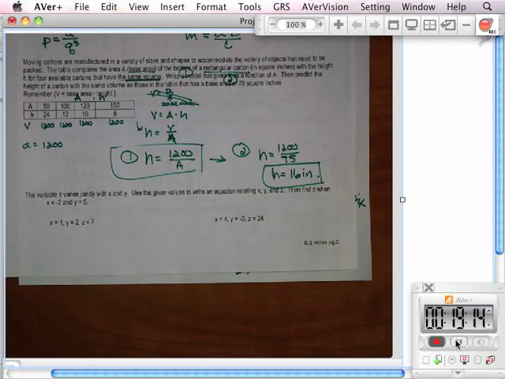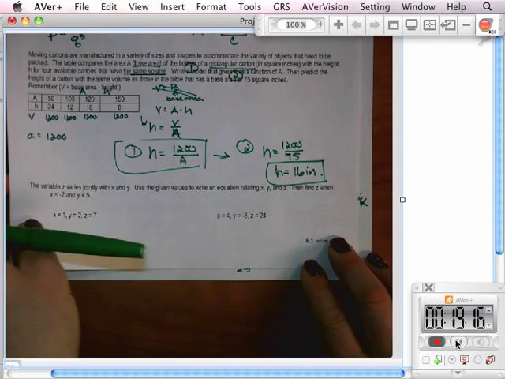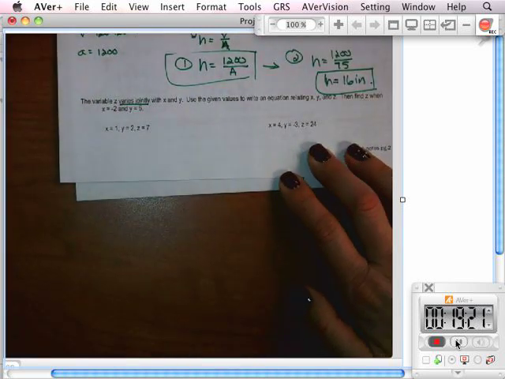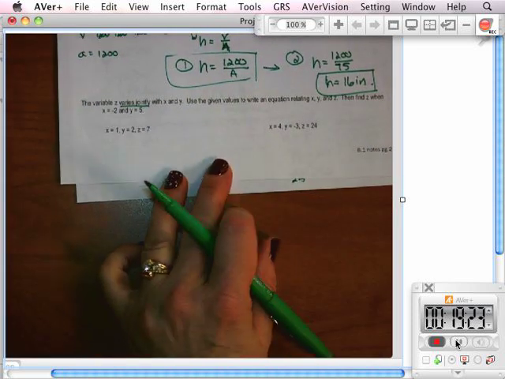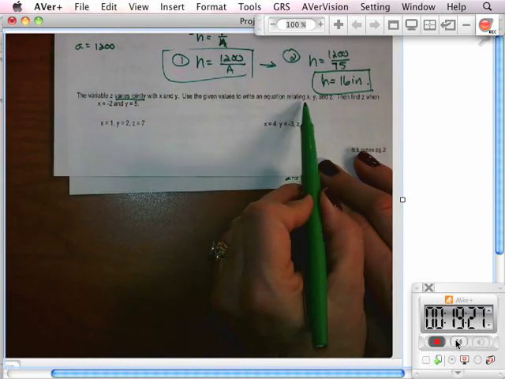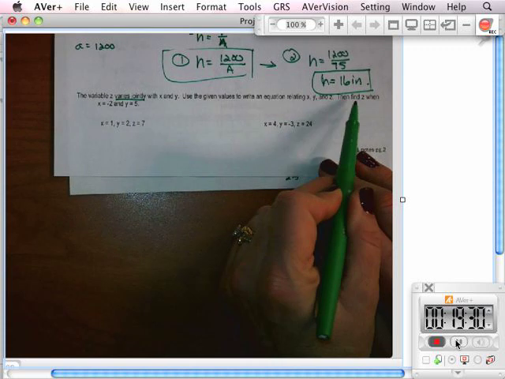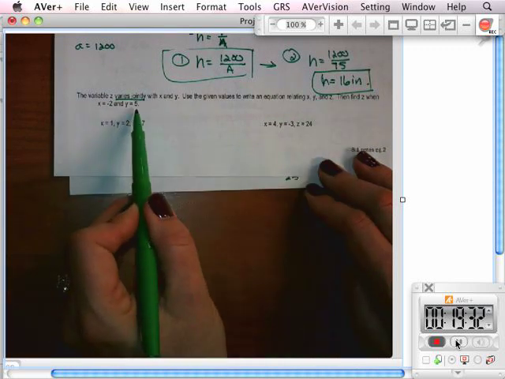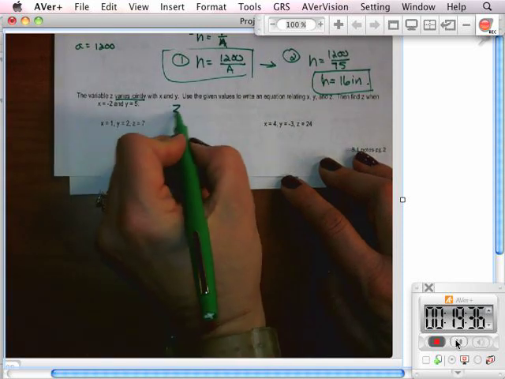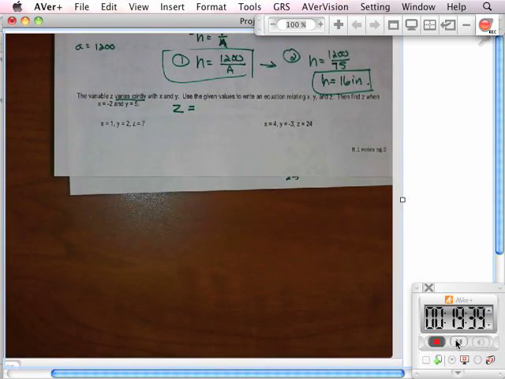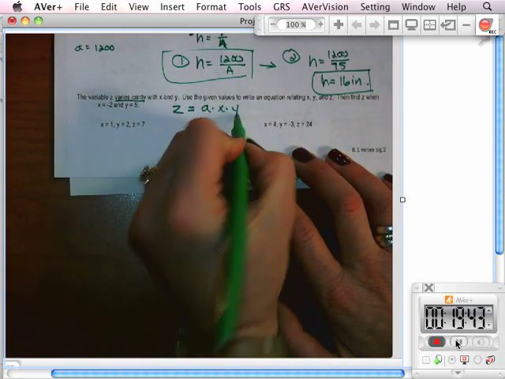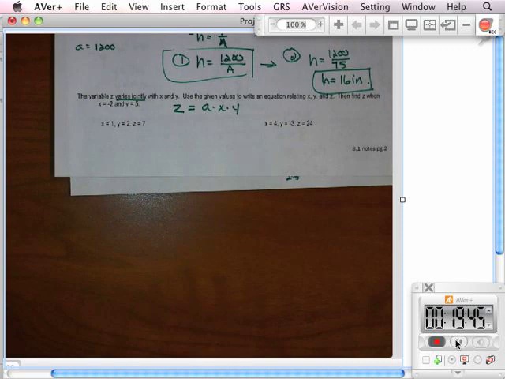Okay, almost done. The variable z varies jointly with x and y. Okay, so use the given values to write an equation relating x, y, and z. Then find z when x is -2 and y is 5. If z varies jointly with x and y, what's that equation going to be with just variables in it? Z equals what? A times x times y. There's always that A.